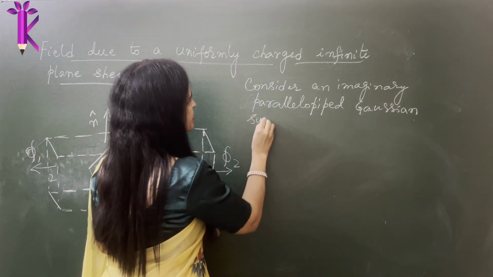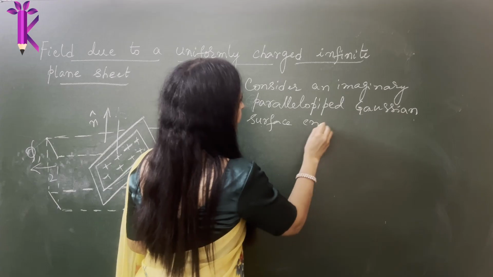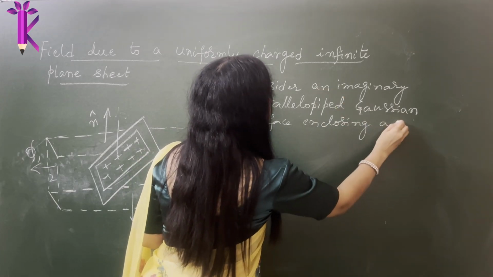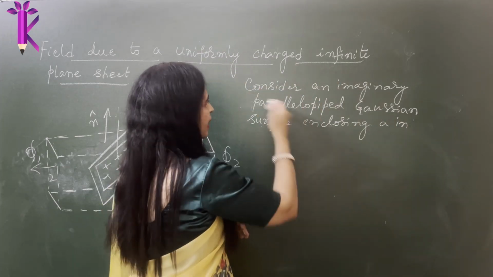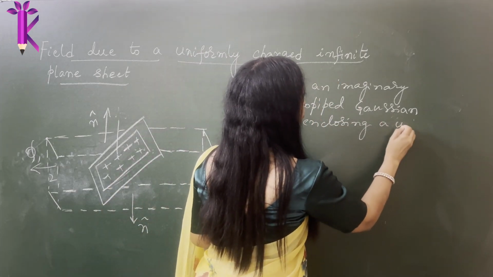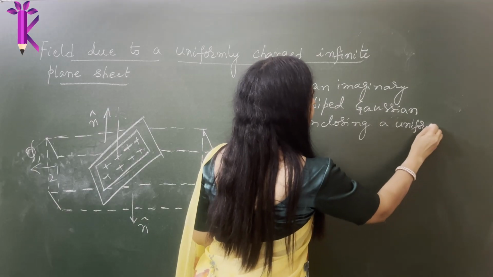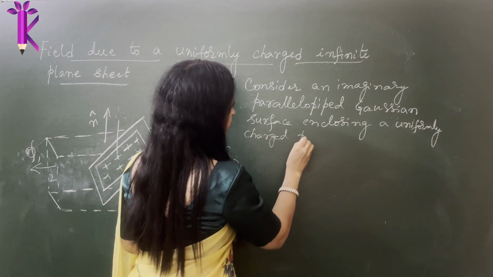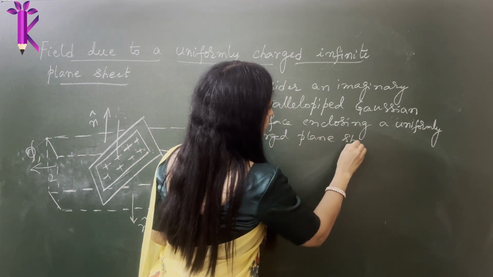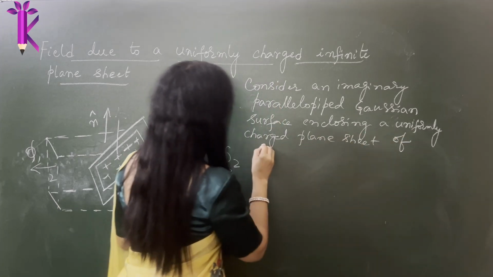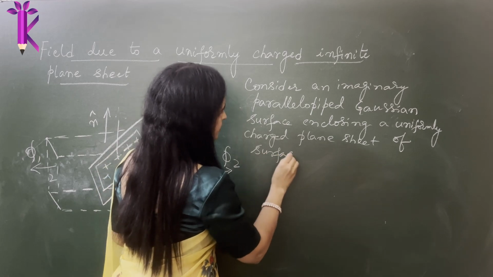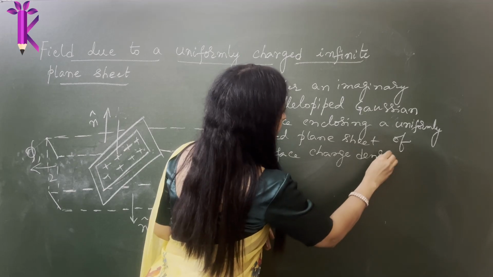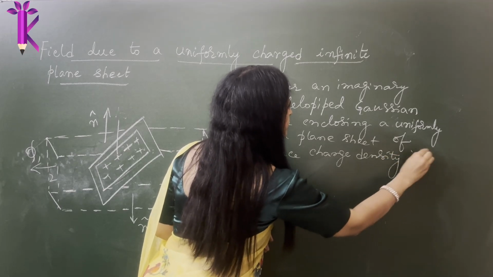Okay, what is this Gaussian surface enclosing? It is enclosing an infinite uniformly charged plane sheet of surface charge density. So here we will call the surface charge density sigma, right?